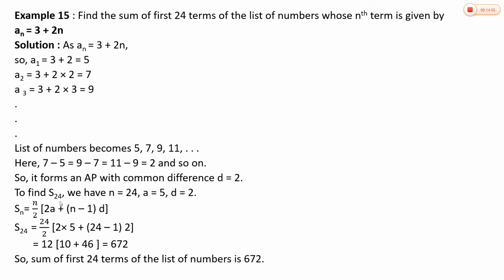To find S24, we have n is equal to 24. First term a is equal to 5 and d is equal to 2. Substitute all the values in the Sn formula. S24 is equal to 24 by 2 into 2 into a, which is 5, plus n minus 1, which is 24 minus 1, into d, which is 2. If you simplify this, you will get the sum of first 24 terms as 672. The sum of first 24 terms of the list of numbers is 672.